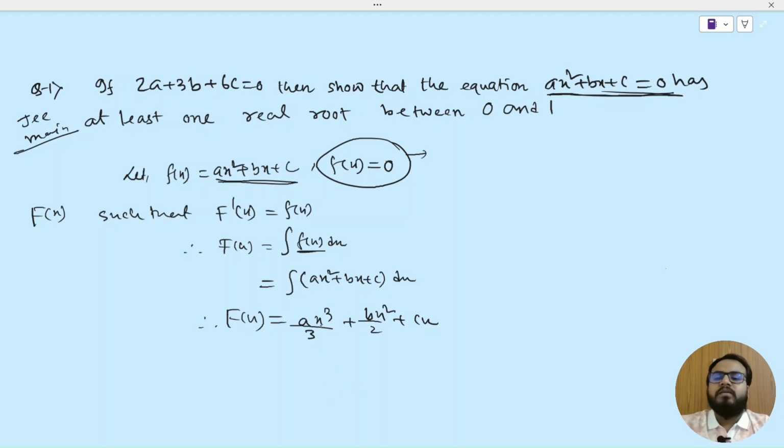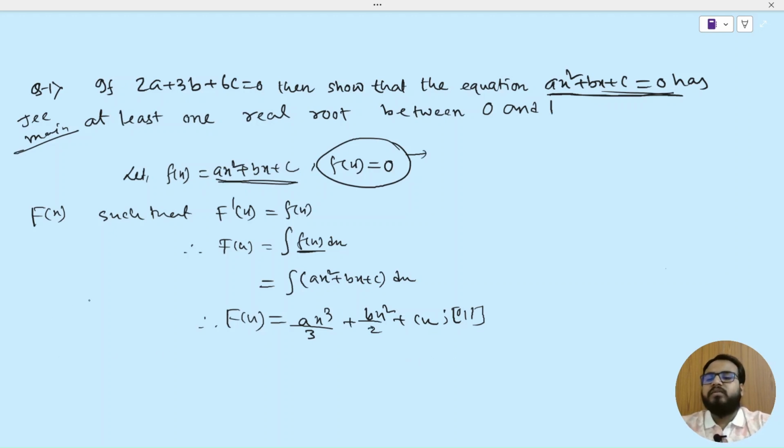Since it is clear that capital F of x is a polynomial of x with real coefficients, and we know that polynomials with real coefficients are continuous functions as well as differentiable functions over the real line, that means capital F of x is continuous on the closed interval [0, 1] and also differentiable on the open interval (0, 1). Now we wish to show that F satisfies all three conditions of Rolle's theorem.